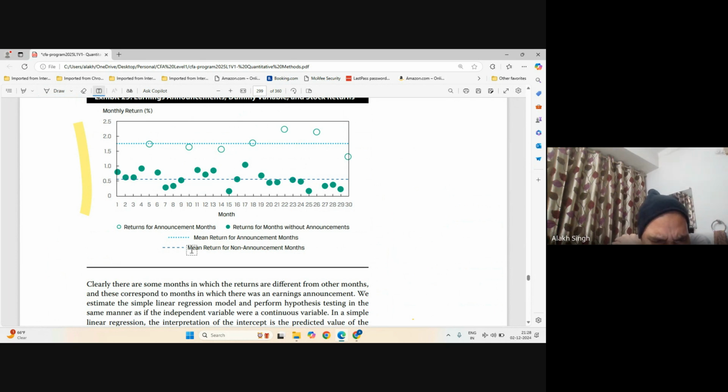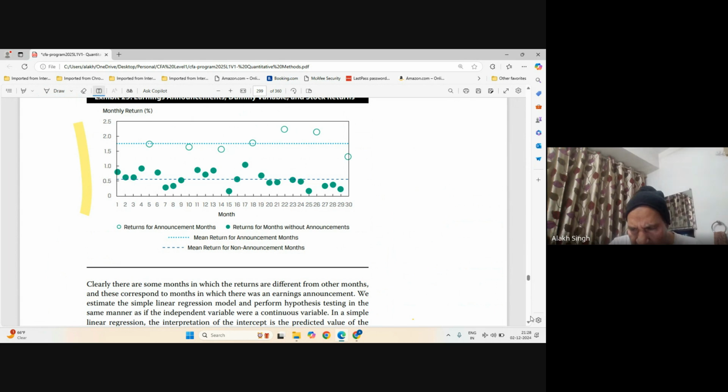And then mean return for non-announcement month. This one is the mean return for non-announcement month, which means the data is stationary, and this one is the mean return for announced month, the upper one. So if there is an announcement, then the mean return increases. That is what it wants to point out.